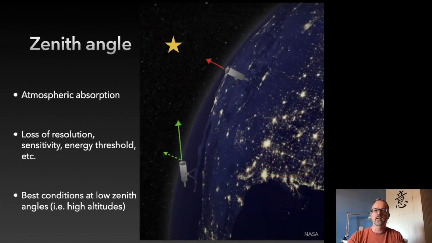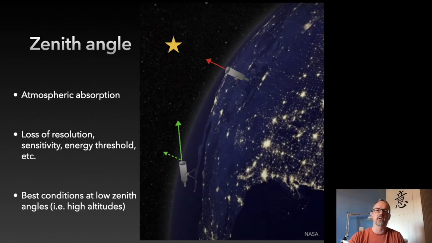Starting with the zenith angle, which is the main criterion for defining the visibility of an astrophysical source. And this is mainly driven by the atmospheric absorption. So the light from your source has to go through the atmosphere to reach your telescope. And if the source is vertically above the ground, you only have to go through one layer of atmosphere. If you have to do inclined observations at a higher zenith angle, the atmospheric absorption gets greater.